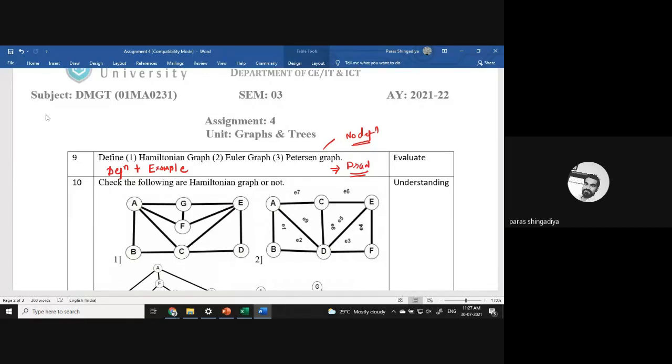So first write this question. Write a definition of Hamiltonian graph, Euler graph, and also mention one graph which is Hamiltonian and Euler. So all of you know what a Hamiltonian graph and an Euler graph are. What is the definition of an Euler graph?